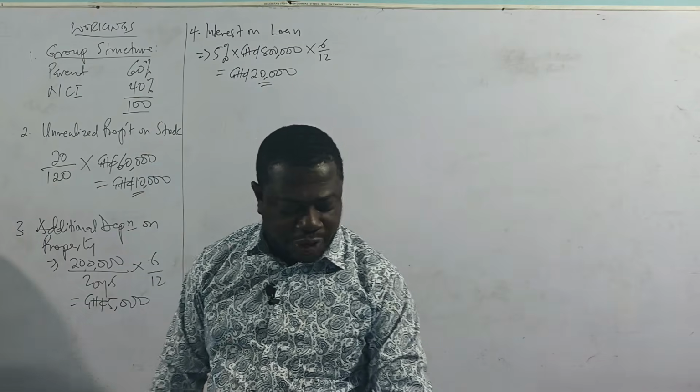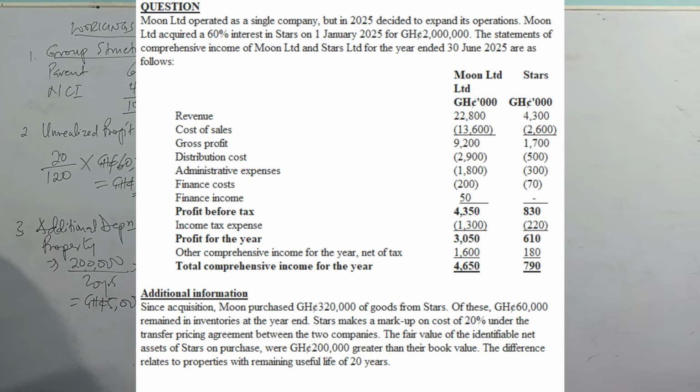Then when we come to the finance income of 50 on the financial statement, as you can see, this 20 is inside that 50. So we are going to take the 20 out and we'll be left with only 30. So please take note. That is it for the interest on loan.